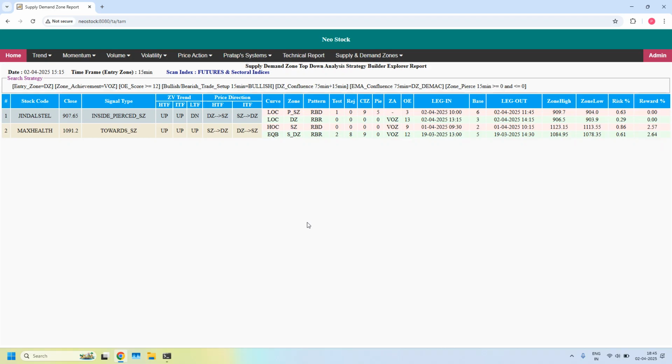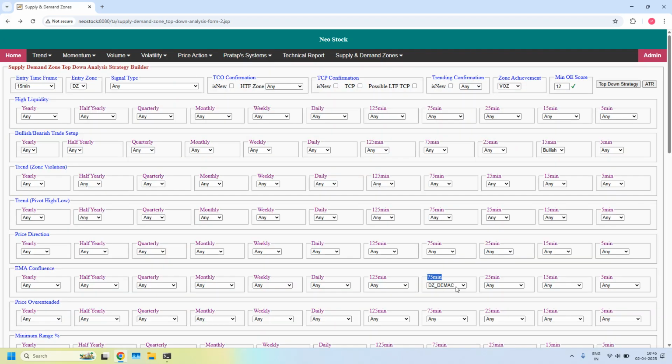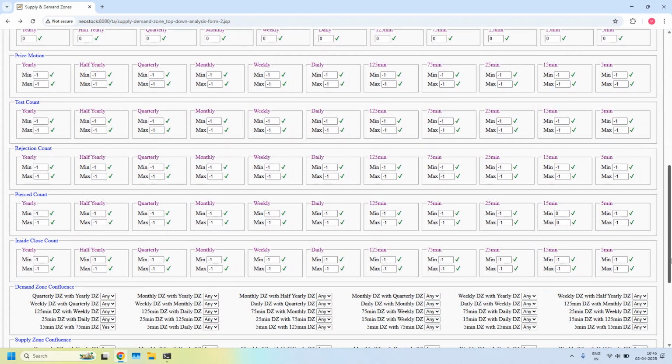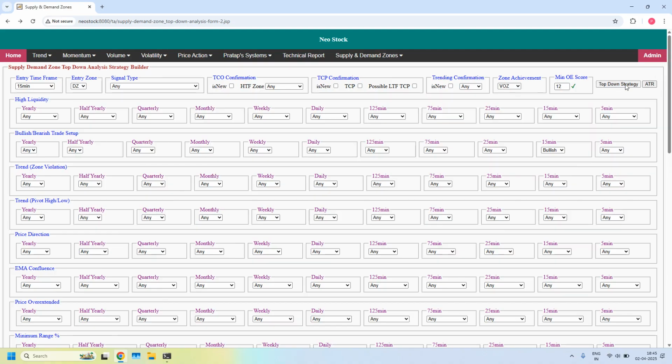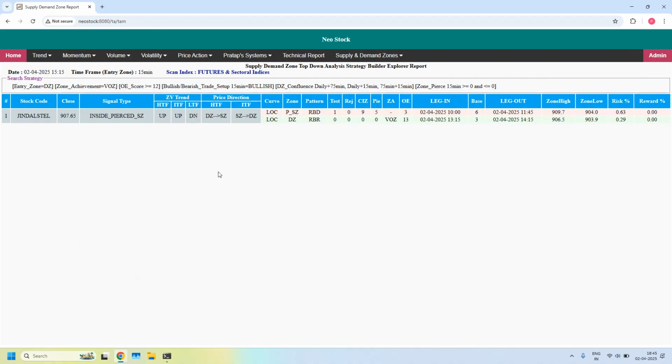Next, we will look into LTF, ITF and HTF demand zone confluence supported stocks. That is 15-minute, 75-minute and daily demand zone confluence supported stocks. Removing the EMA filter. In the demand zone confluence, I should set 3 filters. The first filter is already enabled. Second, 15-minute demand zone with daily demand zone confluence and 75-minute demand zone with daily demand zone confluence. With all the 3 filters, LTF, ITF, HTF demand zone confluence, we got only one stock.